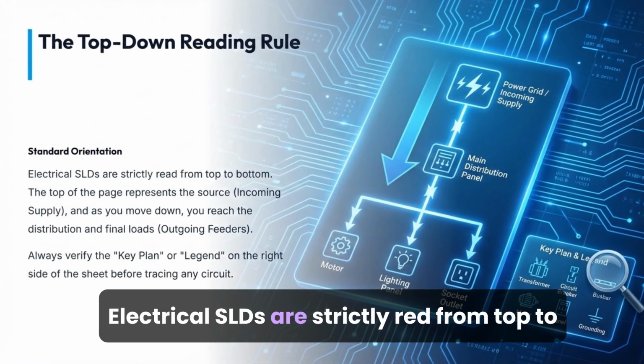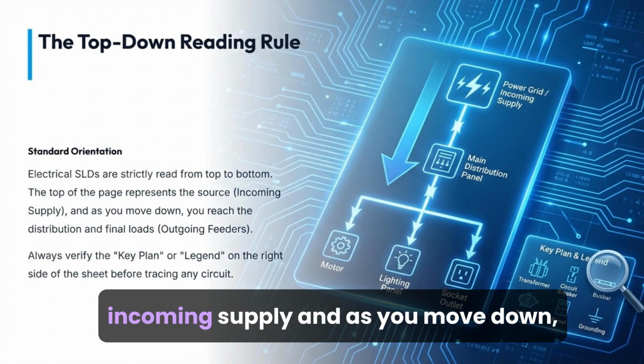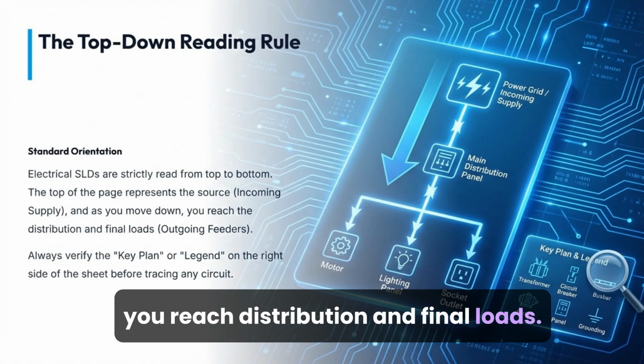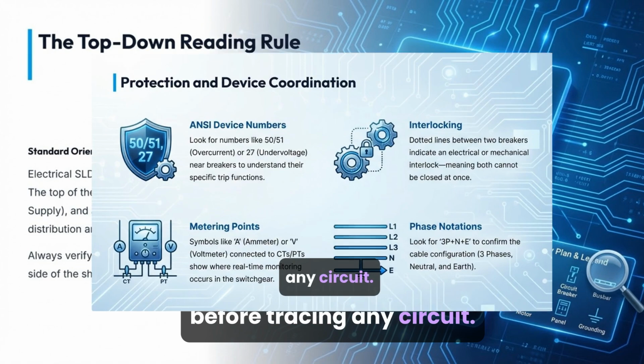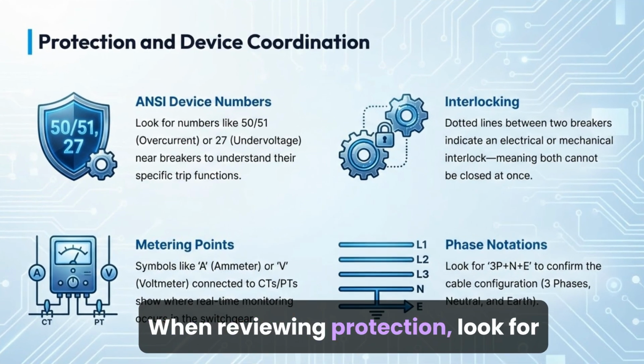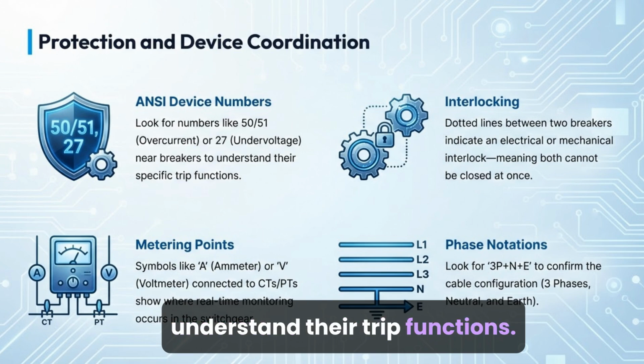Electrical SLDs are strictly read from top to bottom. The top represents the power grid or incoming supply, and as you move down, you reach distribution and final loads. Always verify the key plan or legend before tracing any circuit. When reviewing protection, look for ANSI device numbers near breakers to understand their trip functions.